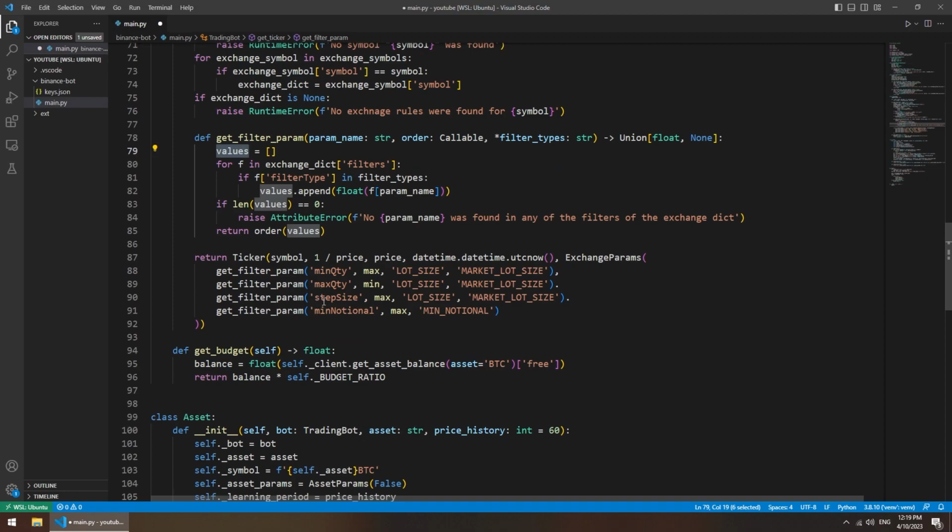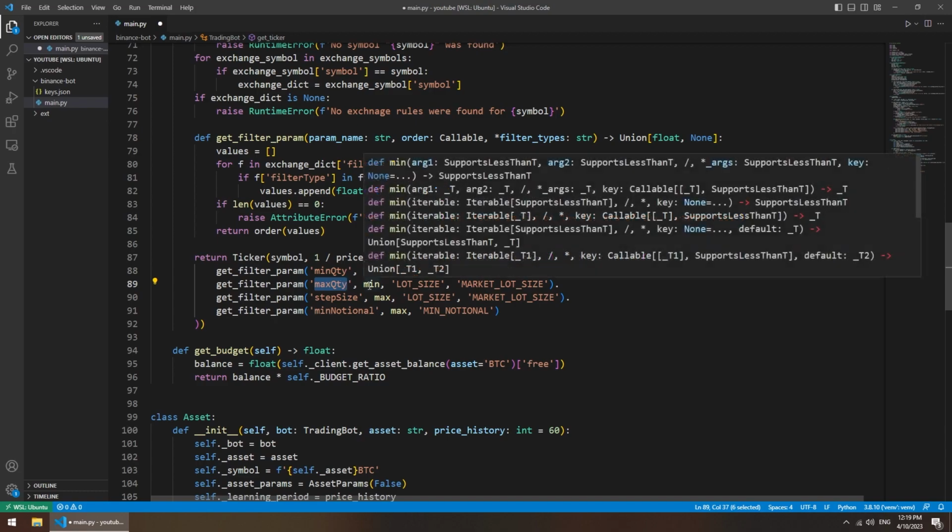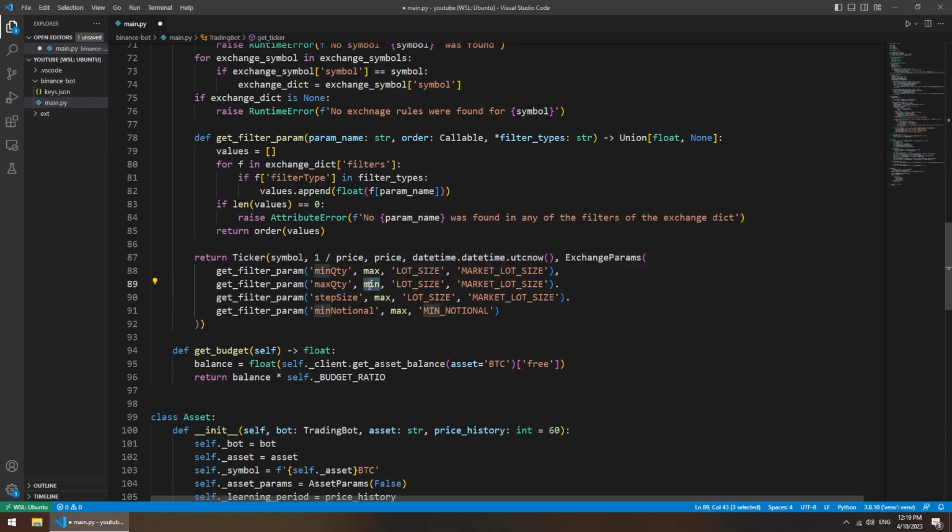So for instance, when we want to find the minimum quantity, I'll just explain all of this return statement in a moment. So we want to get the maximum value from the minimum quantity that we find in the filter, either lot size or market lot size, since both of them might appear, and we want to get the maximum value, and in the maximum quantity we want to get the minimum value. But let me just explain the return statement.